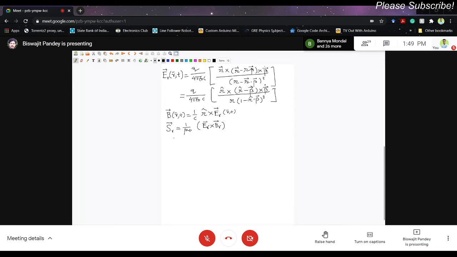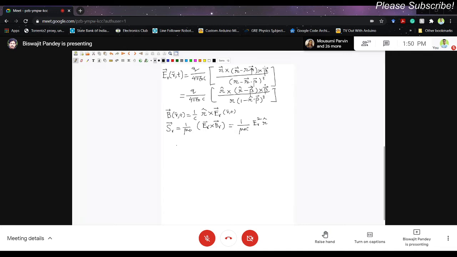So S_rad equals 1 over mu 0 E_rad cross B_rad, and I'm not repeating the calculation once again, because E_rad and r cap are orthogonal. B_rad equals r cap cross E_rad over c, so you can take the cross product E_rad cross (r cap cross E_rad) and drop one term to be 0, because r cap and E_rad are orthogonal. That gives you 1 over mu 0 c, c coming from this B_rad, times E_rad square r cap.